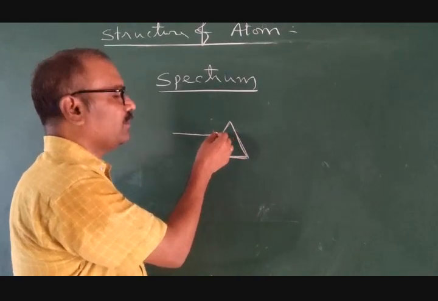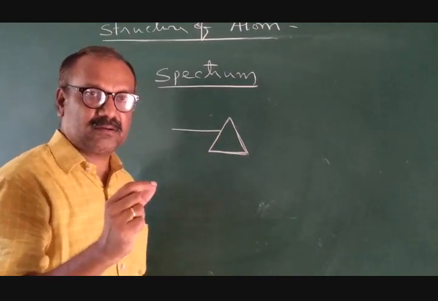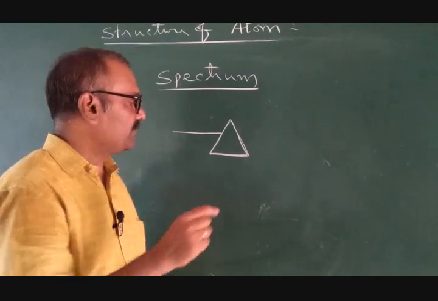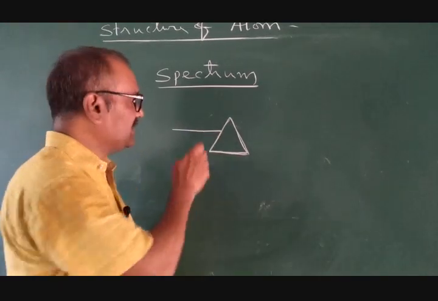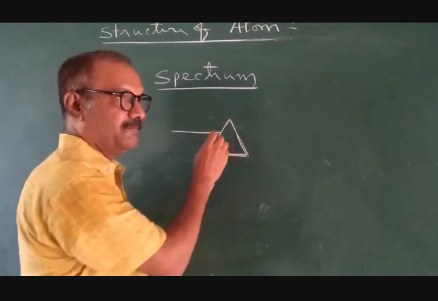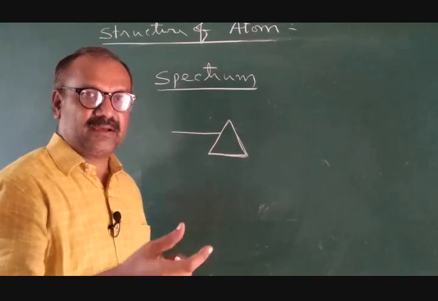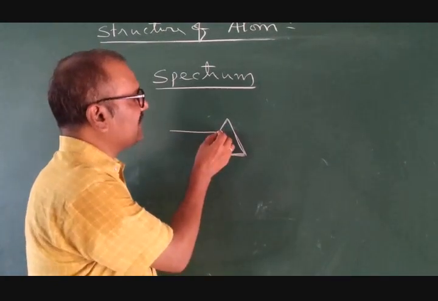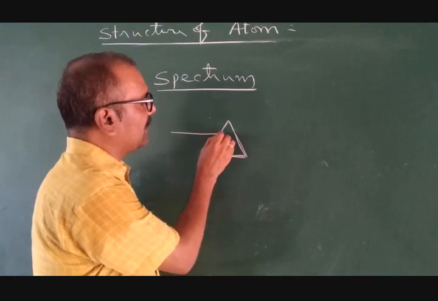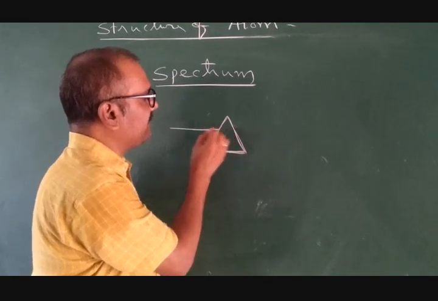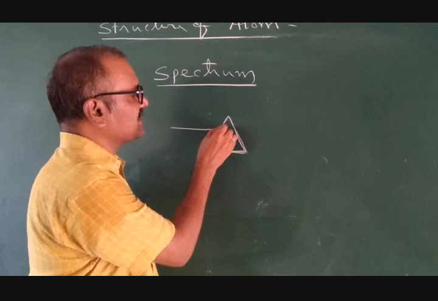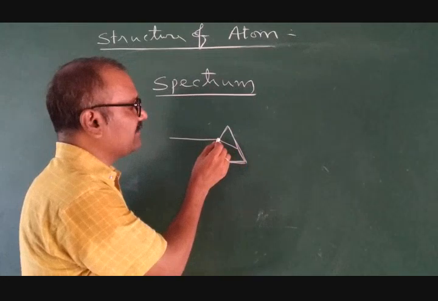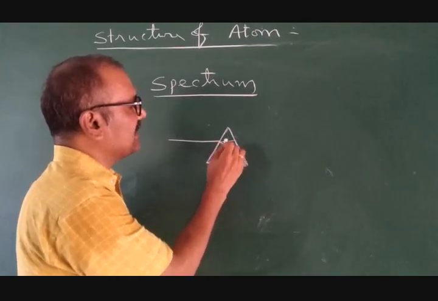When white light is passed through the prism, we know that the white light contains 7 colors. VIBGYOR: violet, indigo, blue, green, yellow, orange, red. These colors have different wavelengths. Different wavelengths will have different refractions. That means they bend when they touch the surface. They bend like this, and the more wavelength will bend like this, the lesser wavelength will bend like this.